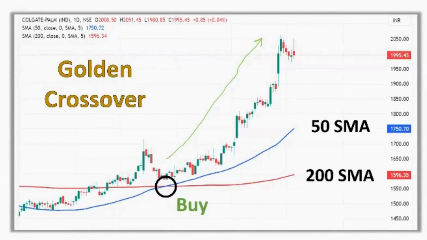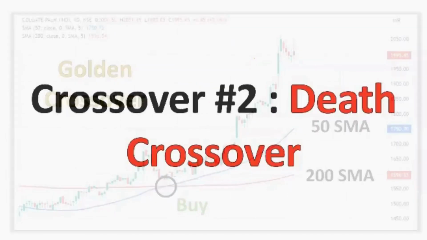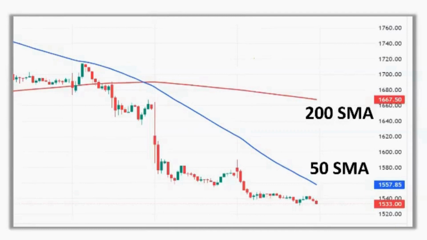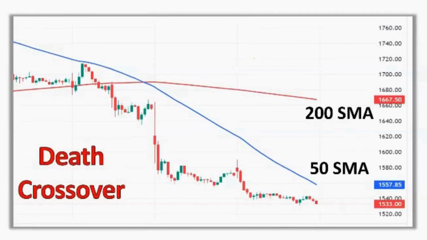The next type of crossover in my strategy is the death crossover. In this type of crossover, we also use the same 200 moving average and 50 moving average. Whenever the 50 moving average crosses the 200 moving average from the upside, it is called a death crossover. As you can see on the screen, that's exactly where a death crossover happens on the chart. Of course it is a bearish signal for us, and that's where you look for selling, shorting the trade.